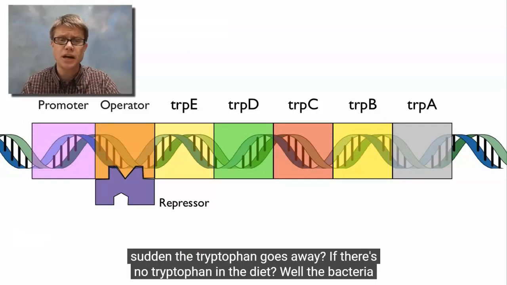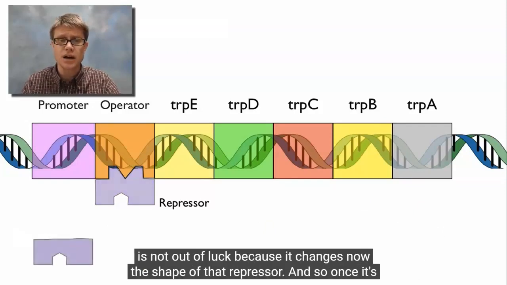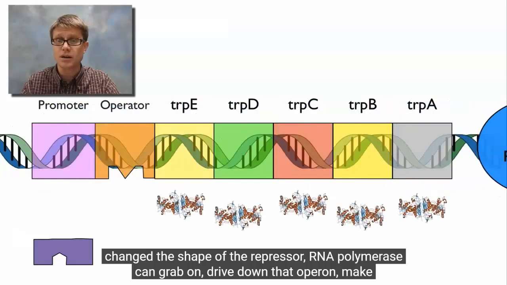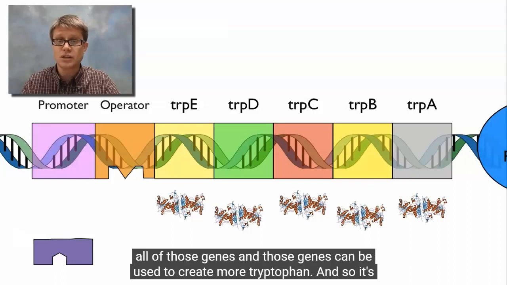If there's no tryptophan in the diet, well, the bacteria is not out of luck because it now changes the shape of that repressor. And so once it's changed the shape of the repressor, RNA polymerase can grab on, drive down that operon, make all of those genes, and those genes can be used to create more tryptophan.